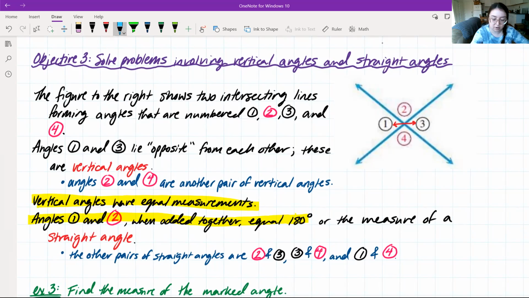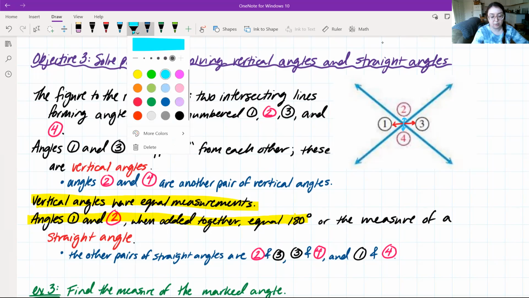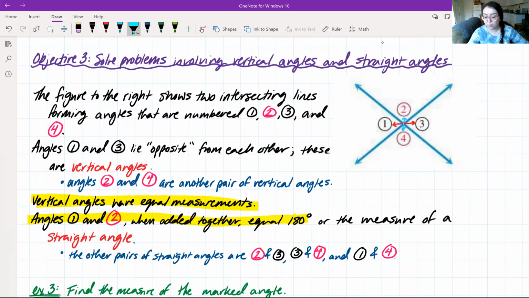2 and 4 are also vertical angles. And the important thing to remember is that vertical angles have equal measurements. So they will be equal in whatever measurement that they are. Angles 1 and 2, when added together, are going to equal 180. So we're saying that 1 and 2 will equal 180 degrees, and that is because 1 and 2 are on the same line.